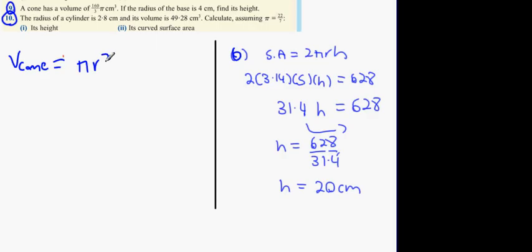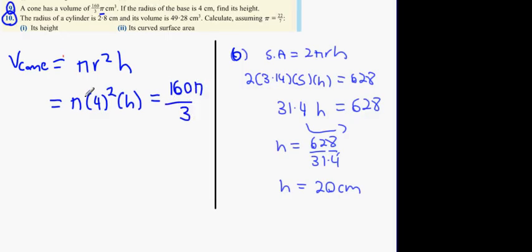Equals pi r squared h. Okay, the cone is going to be, it wants it in terms of pi, so we know to use the pi button on my calculator. So it's pi times the radius is 4 squared, the height is h, and this all equals 160 pi over 3. Now the pi's on both sides can cancel each other off, and then 4 squared is going to be 16, so I'm going to get 16 multiplied by h equals 160 over 3.